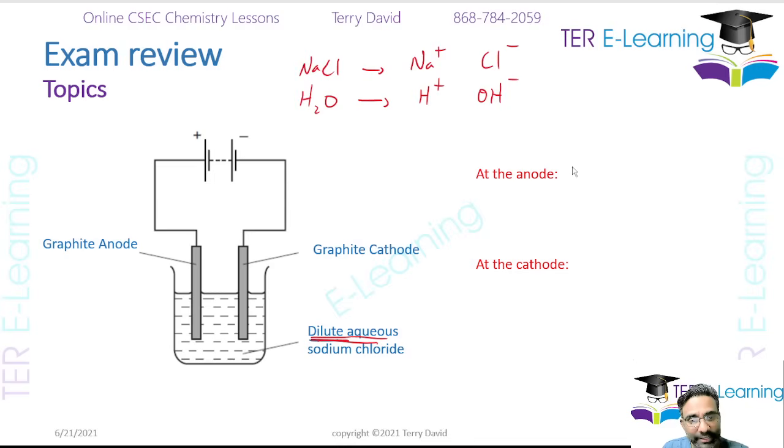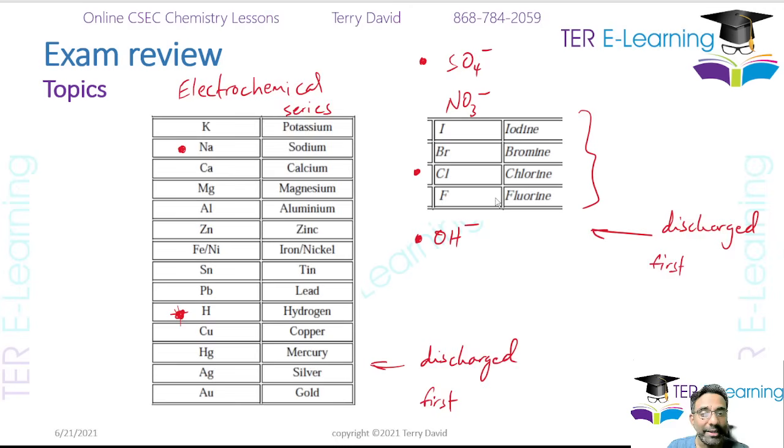Now your anode, like we said, is your positive electrode. So therefore, these ions here, the chloride and the hydroxide, are going to migrate towards the anode. But notice we use dilute aqueous sodium chloride. We didn't use concentrated this time. So based on our position in the electrochemical series, the hydroxide is going to be discharged in preference to the chloride ion. So OH⁻ is going to be discharged.